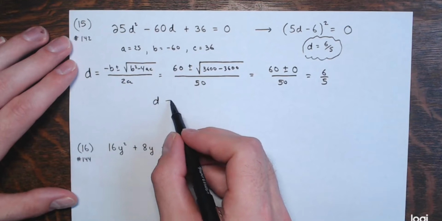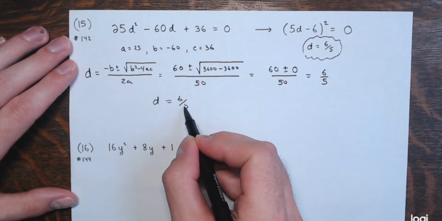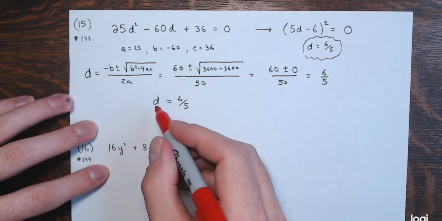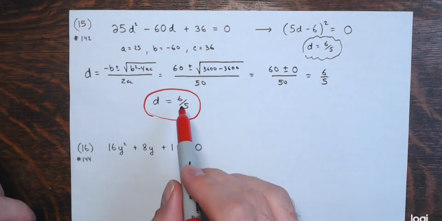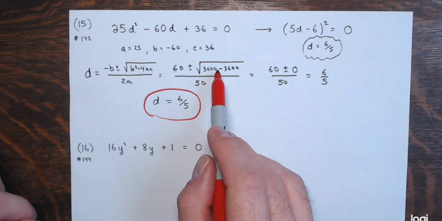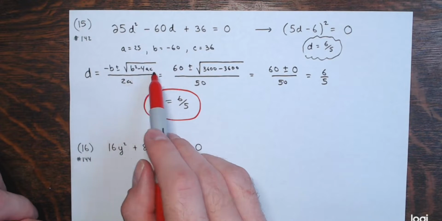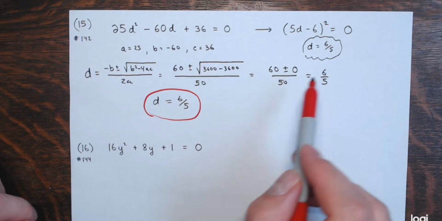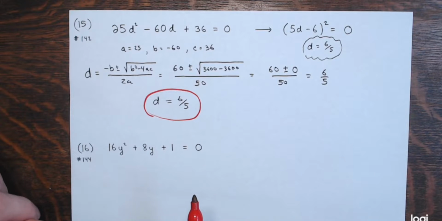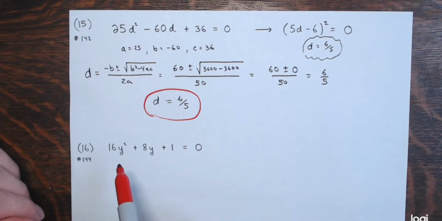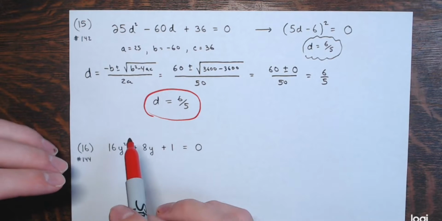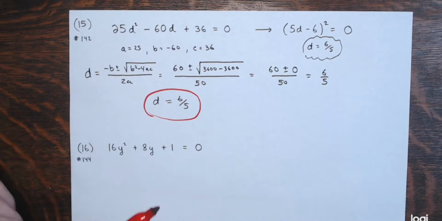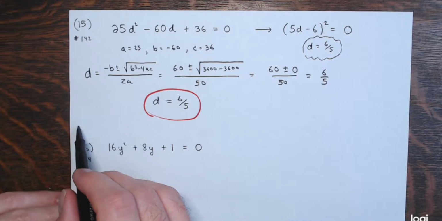But the only solution here is 6/5. Right. So you might notice that that's going to happen when the expression under the square root, the b squared minus 4ac, whenever that's 0, you're going to have just one solution to the equation. We'll talk more about that, how to determine what kinds of solutions and how many using b squared minus 4ac. We're going to talk about that in the next video on something called the discriminant of a quadratic equation.